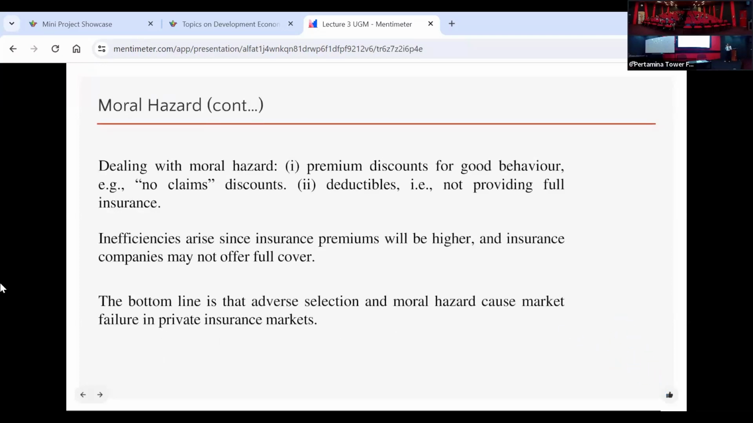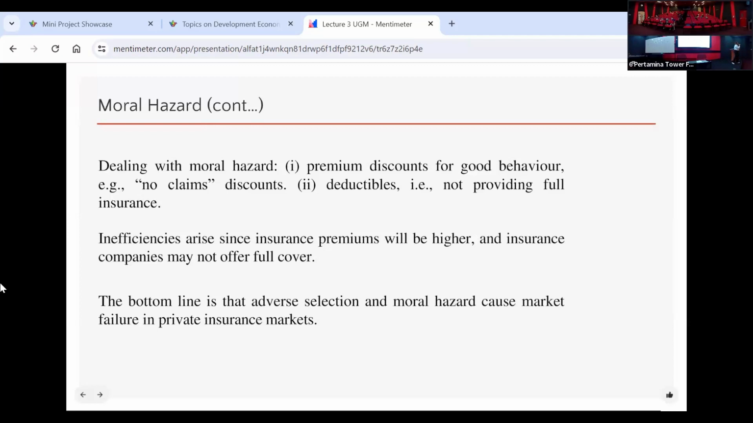Dealing with moral hazard, how do private insurers do it? They use premium discounts for good behavior, no-claims discounts. They offer deductibles for not providing full insurance. Inefficiencies arise since insurance premiums will be higher and insurance companies may not offer full cover. The bottom line is that adverse selection and moral hazard cause market failure in private insurance.